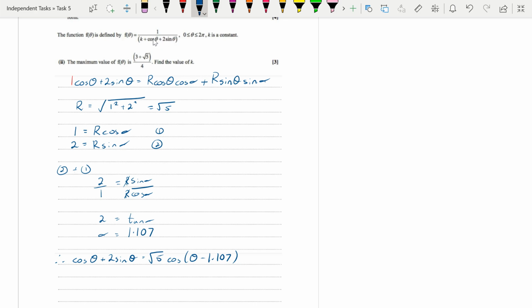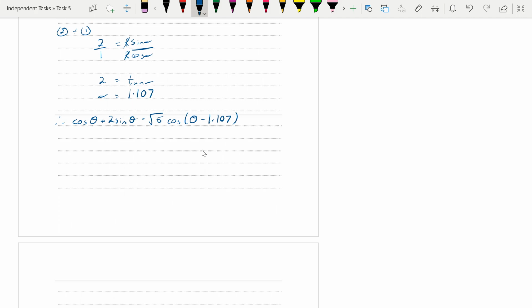So straight away, what I'm going to do is rewrite this with my new equivalent form in it first. So part B, that's the first thing I'm going to do. I've got 1 over k plus root 5 cos theta minus 1.107. Let me write that a little bit better.